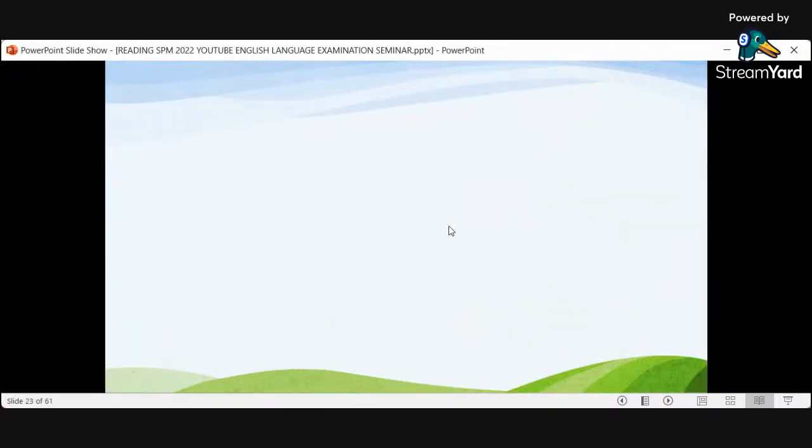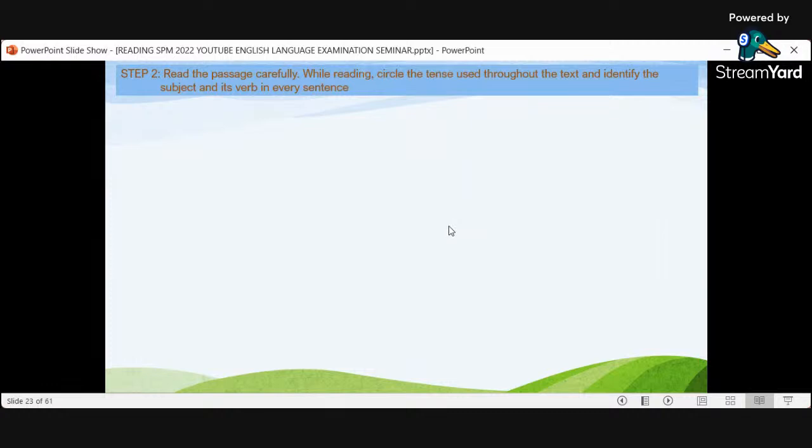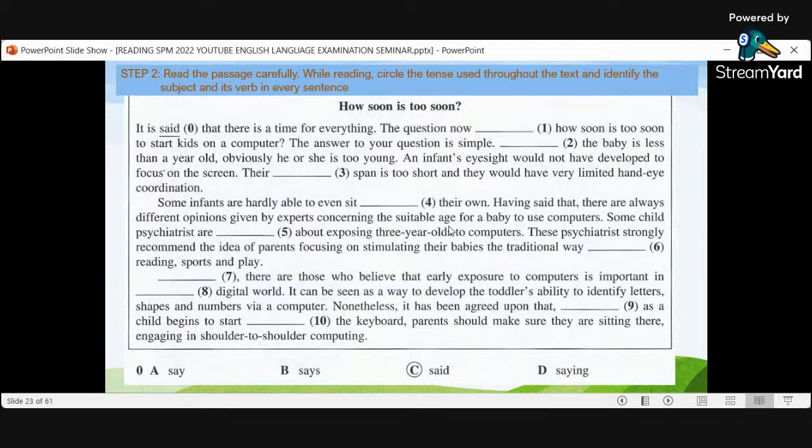Okay. Right. Let's continue. Read the passage carefully. While reading, circle the tense used throughout the text and identify the subject and its verb in every sentence. So this is what I've done. So this is the text I'm going to read. It said that there is a time. How soon is too soon? The answer for 0 has been given. Always an example will be given to you, that there is a time for everything. The question is now, how soon is too soon to start kids on a computer? The answer to your question is simple.